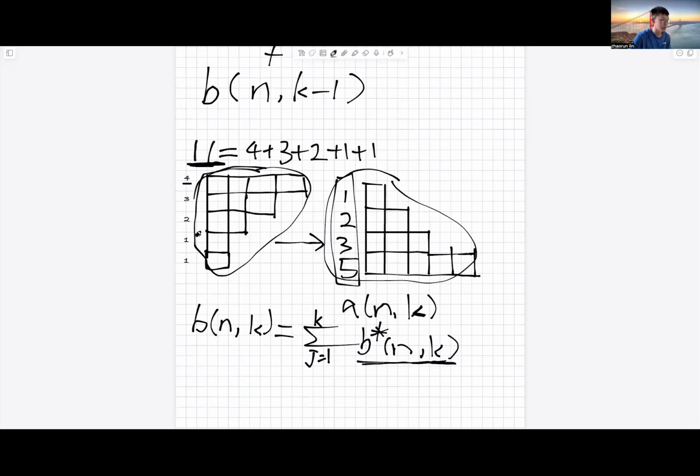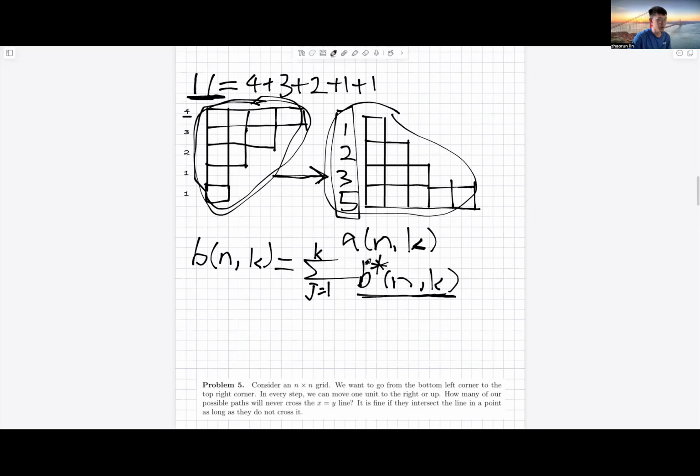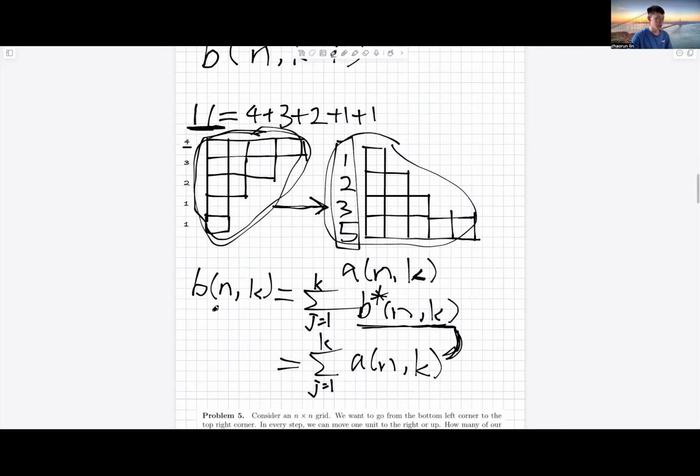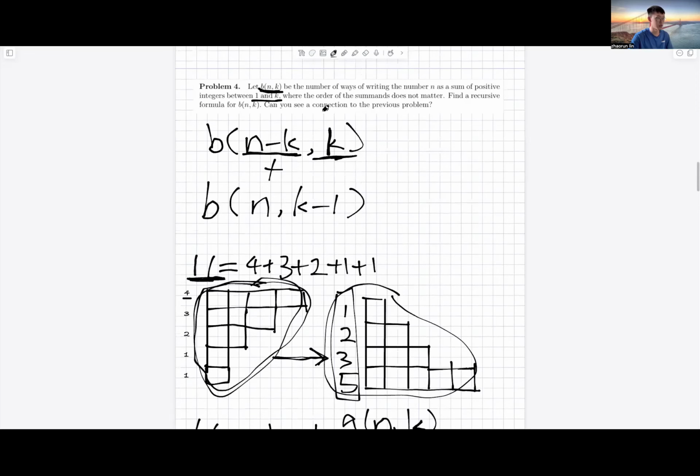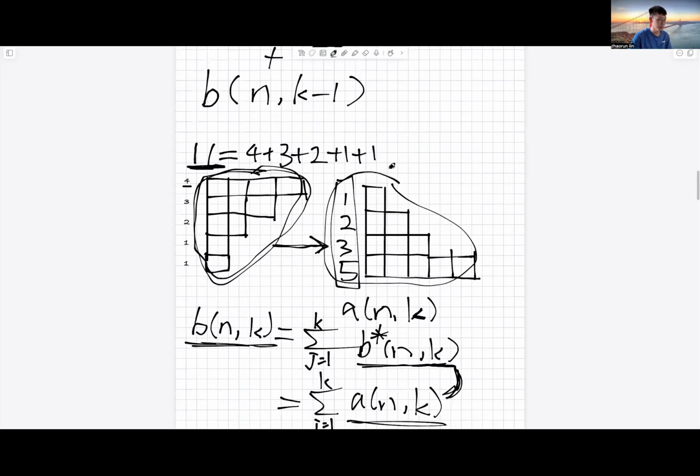So for example, this is one of the possible configurations, B star, and then we can transform it into A. So every one of the possible B star, we can transform it into A. So in the end, we can just write this A and K, since they are the same. And so this is the relation between B(n,k) and A(n,k). So this is the connection to the previous problem.